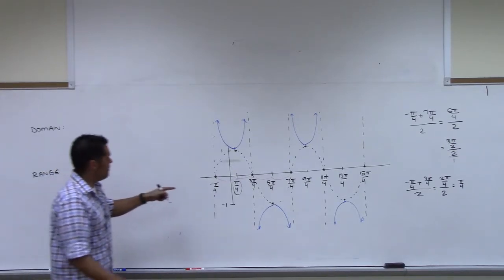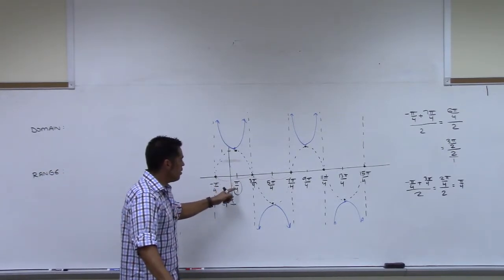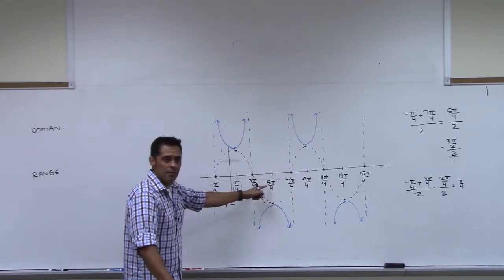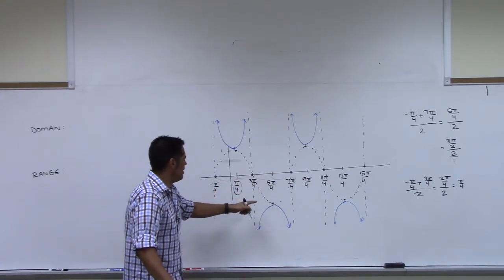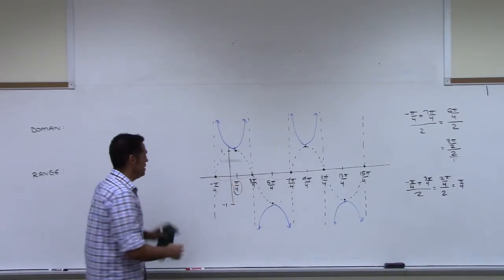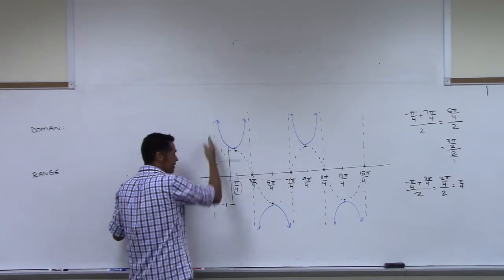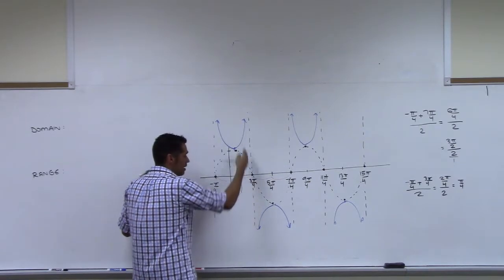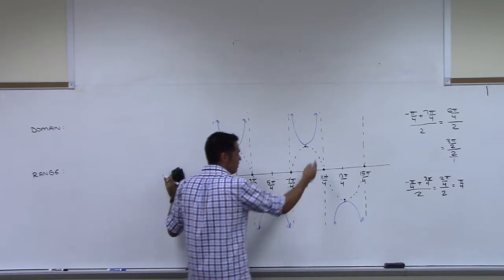We cannot have pi over 4, 5 pi over 4, right? I'm sorry, why did I say 5 pi over 4? I don't even know what I'm saying. Just tell me to shut up. Negative pi over 4 we cannot have because I have a vertical asymptote. 3 pi over 4 I cannot have. 7 pi over 4 I cannot have, right?